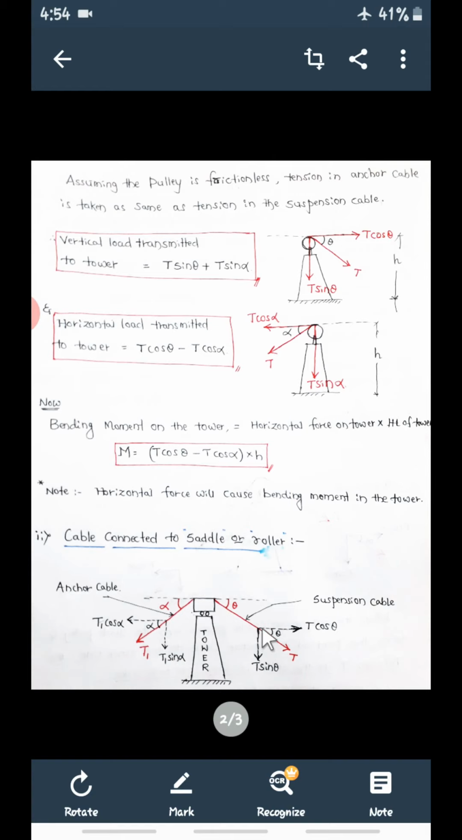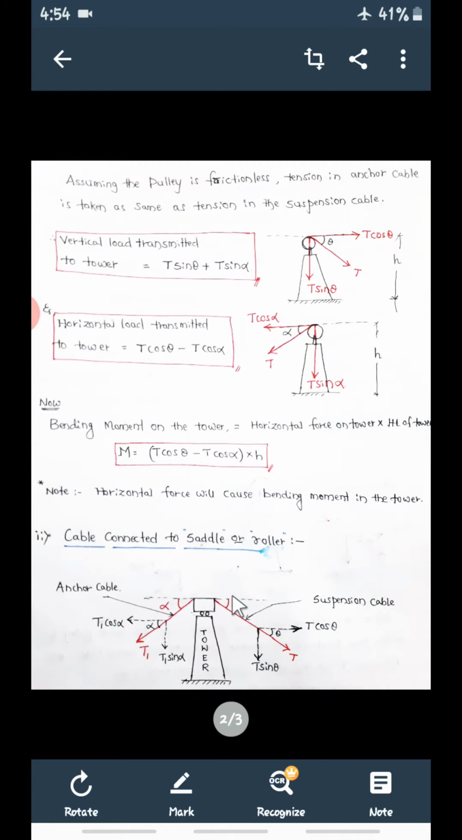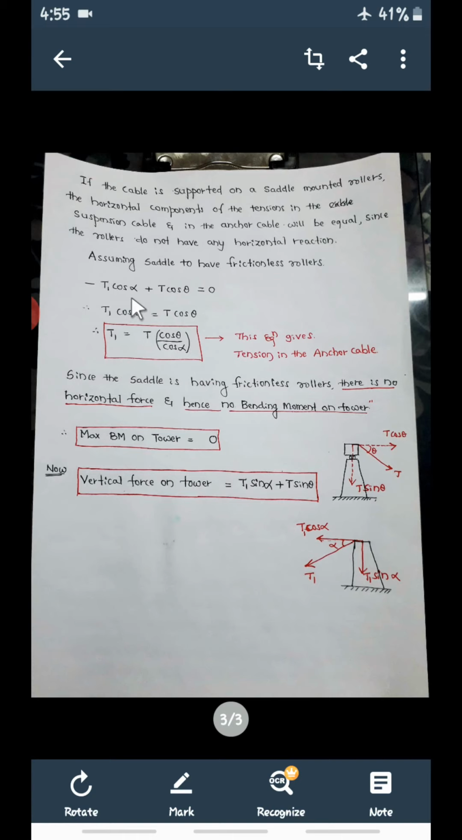Therefore the suspension cable and anchor cable are now going to be considered, assuming the saddle to have frictionless rollers. Similarly, we can assume these rollers to be frictionless, meaning smooth rollers. Now again resolving this, so minus T cos alpha. Now see the same thing, two diagrams you can observe here.